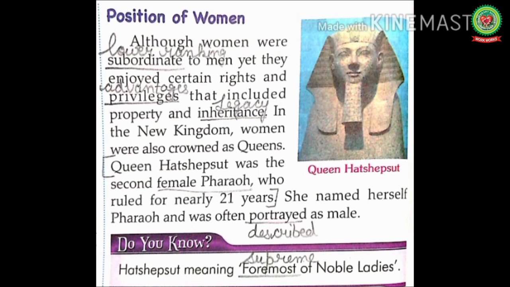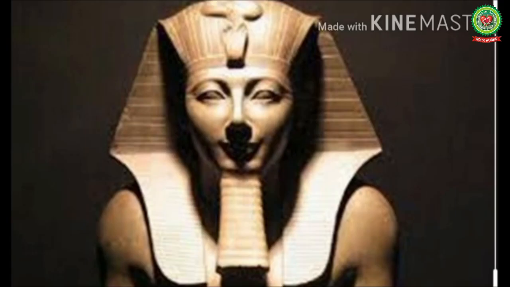Next we will read Do You Know? Hatshepsut means foremost of noble ladies. Students, mark this line. This is the meaning of Hatshepsut. Here foremost means supreme. Students, this is the picture of Queen Hatshepsut, who was the second female pharaoh of the Egyptian civilization.